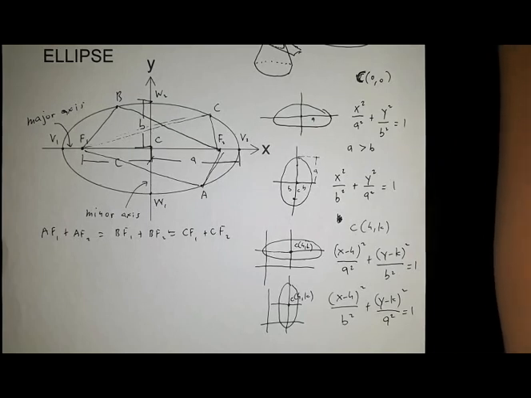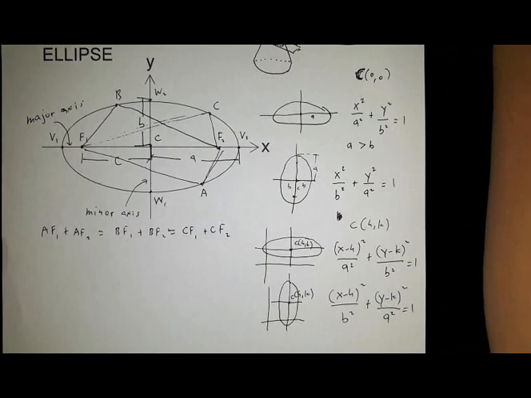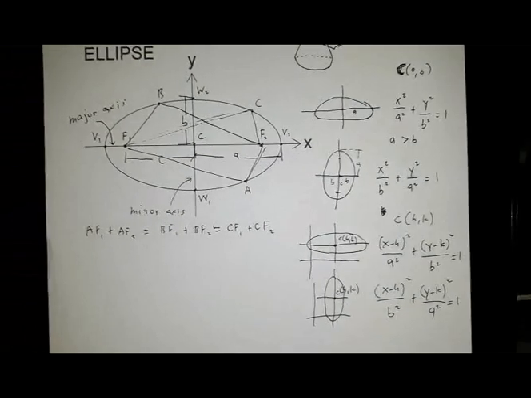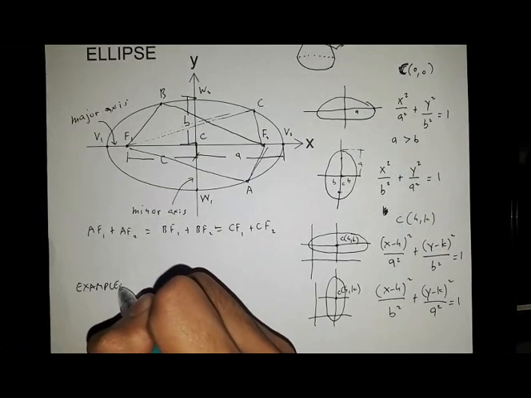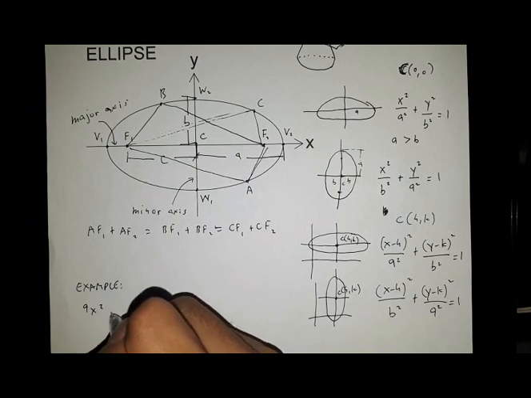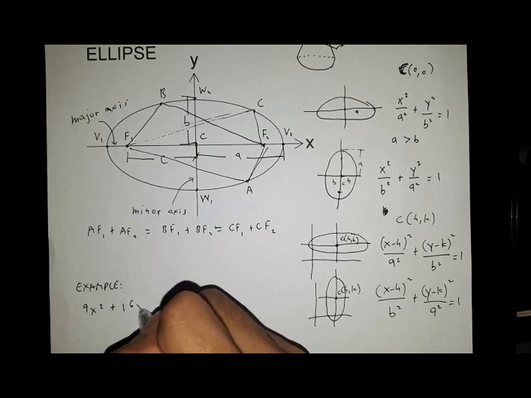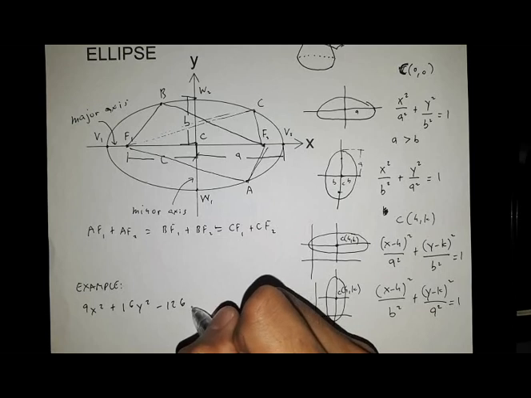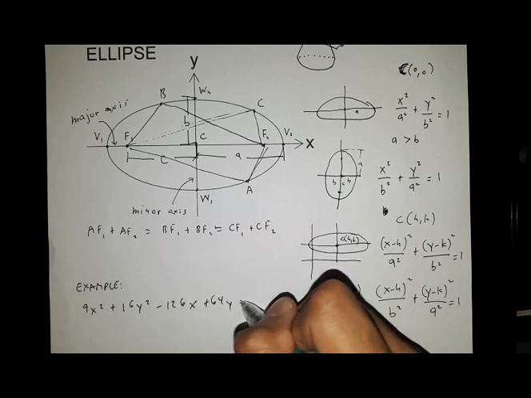So let's try to solve an example. Let's say we have the equation of 9x squared plus 16y squared minus 126x plus 64y equals 71.